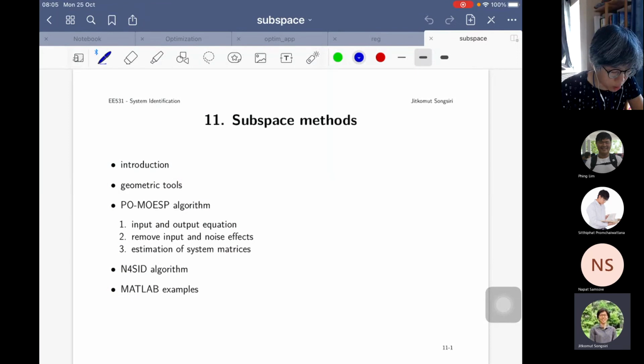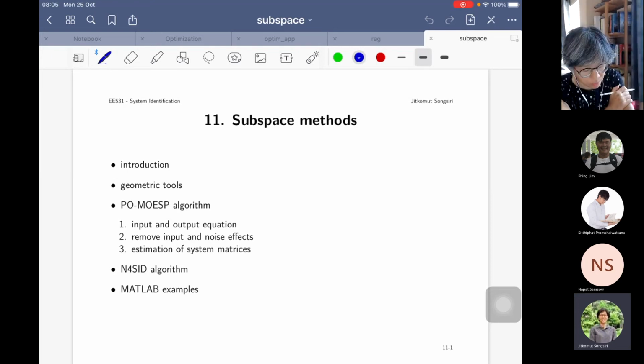Today we're going to talk about the new identification method called subspace methods. This is quite different from the concept we've seen before in the previous chapter, that is statistical estimation. Subspace method is more relevant to least square estimation. It applies the concept from orthogonal projection.